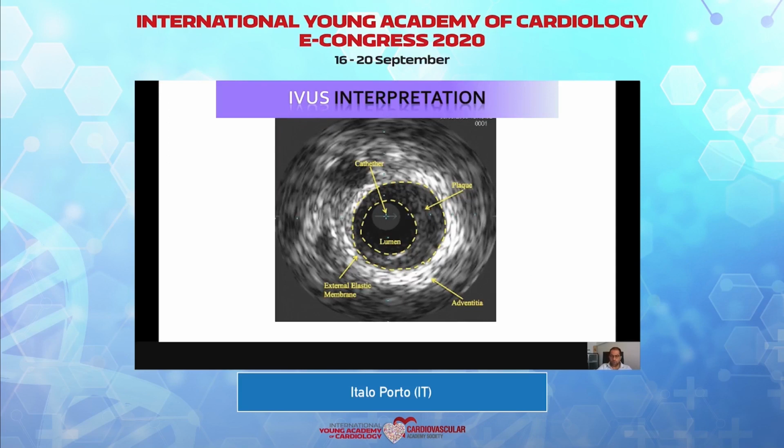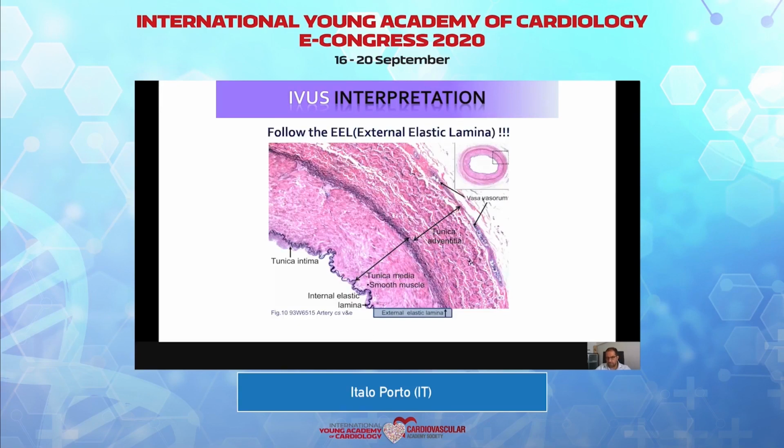First of all, we need to identify the lumen and trace a polygon, which is the lumen border. But the second structure that we have to identify on an IVUS image is the external elastic membrane or external elastic lamina. So let's look at histology. We cannot see the intima properly, not even with OCT. We do not have this kind of resolution yet.